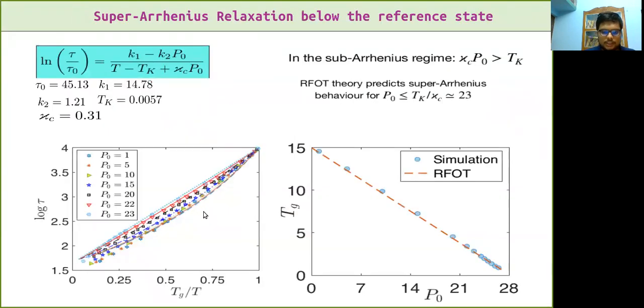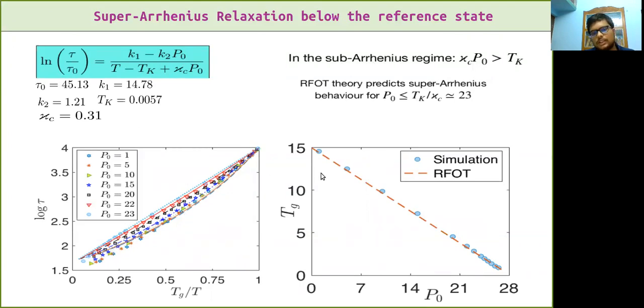We get a subarrhenius regime when kappa C P naught is greater than Tk, from this RFOT formula. So from this formula one can predict that when kappa C P naught is less than Tk, we should get superarrhenius behavior, and indeed we got that. As you can see in this case, when we take the P naught value to be less than or equal to 23, which satisfies the condition kappa C P naught less than Tk, we get superarrhenius relaxation both from the prediction of the theory and from our simulation, which also match quite well.